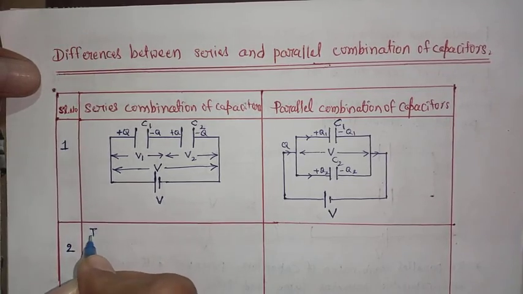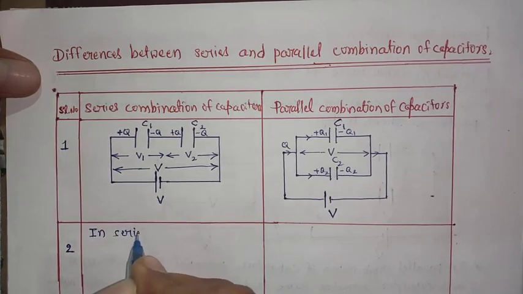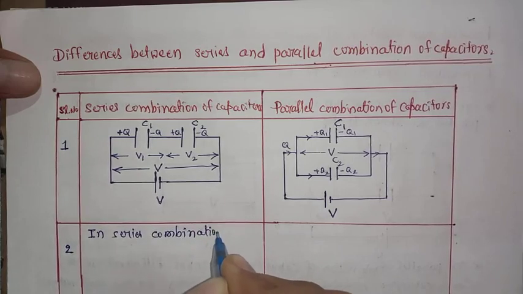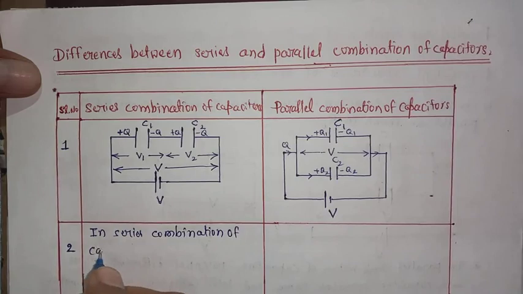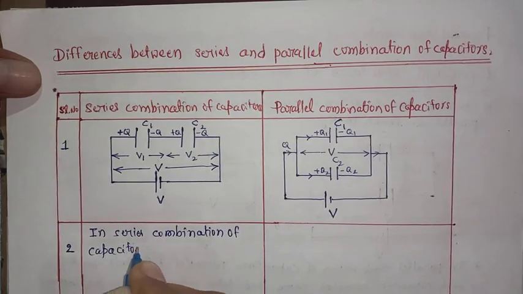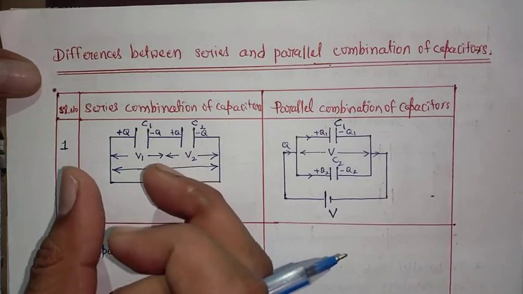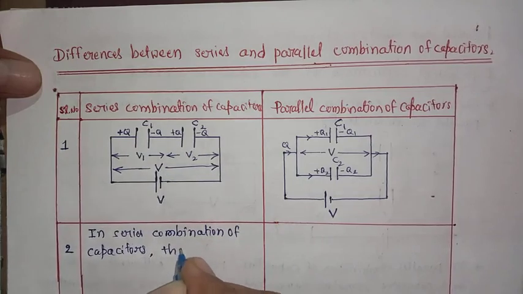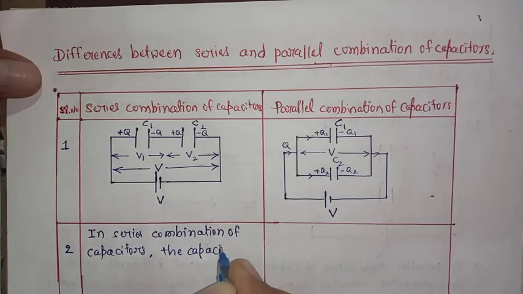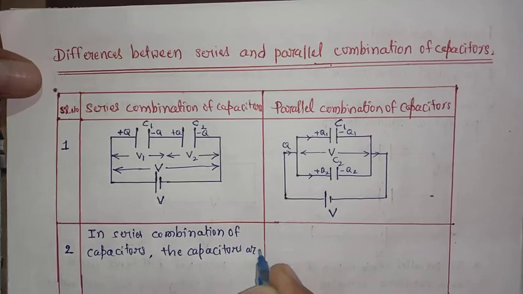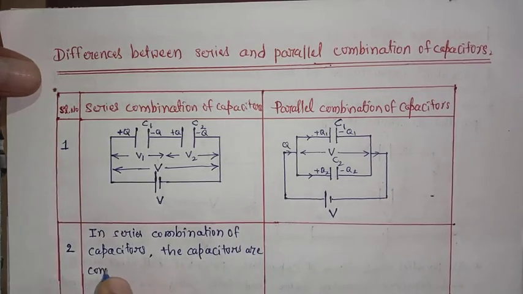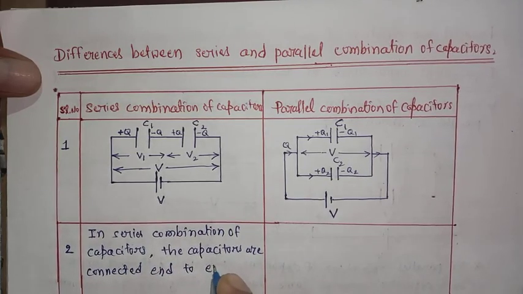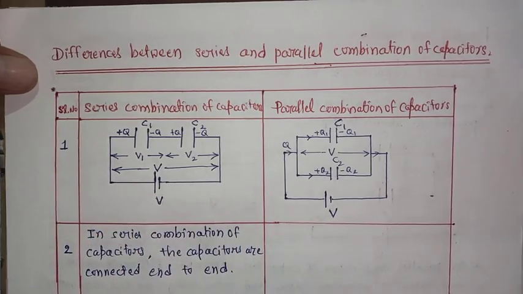In series combination of capacitors, how are the capacitors connected here? Capacitors are connected end to end. The capacitors are connected end to end. It is an end to end connection of capacitors.